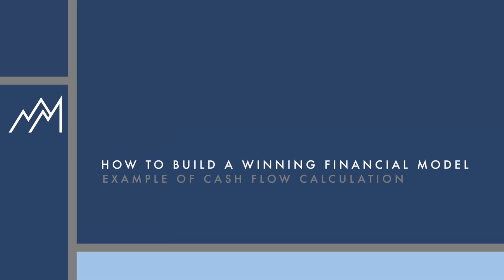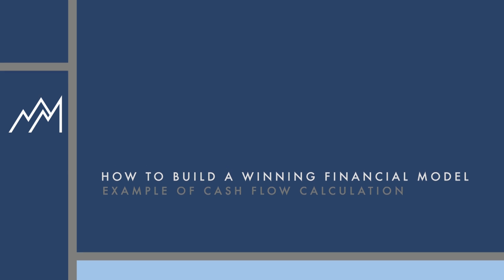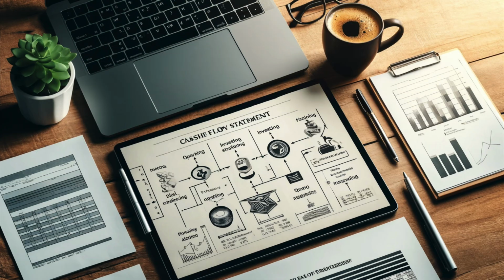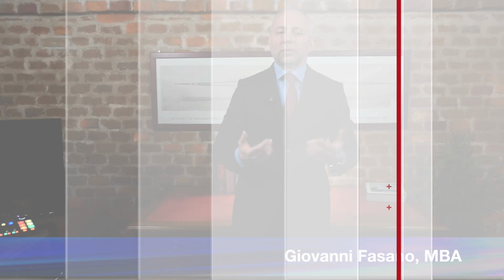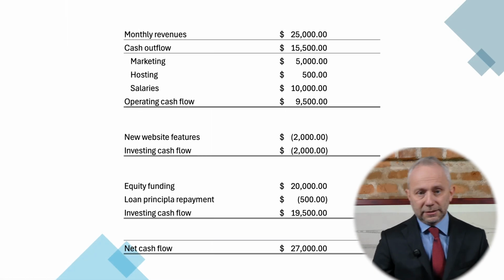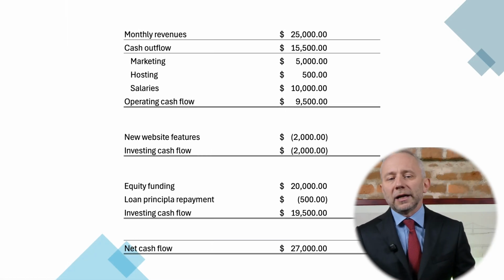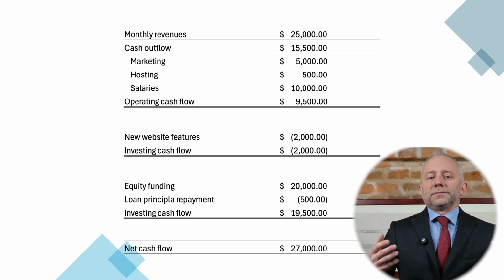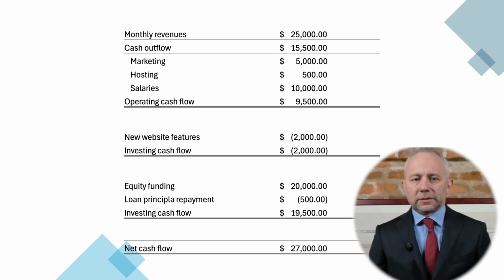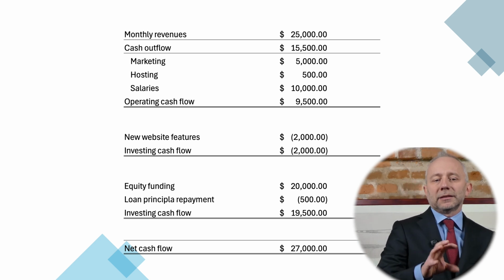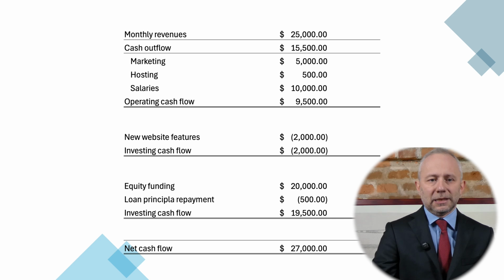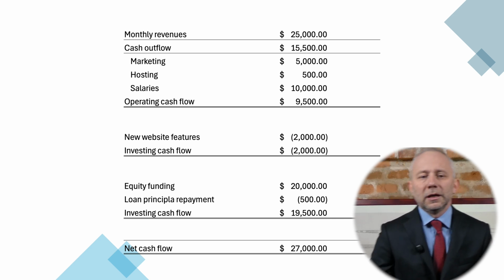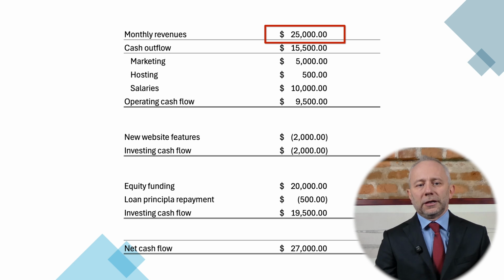Now I want to show you a practical example. Let's now build a simple financial model for a hypothetical e-commerce startup. Our assumptions are monthly website visitors of 10,000, a conversion rate of 5%, and an average order value of $50. So to draw the revenue projection is quite straightforward. You just multiply 10,000 visitors times 5% times $50 each, and we have monthly revenues of $25,000.